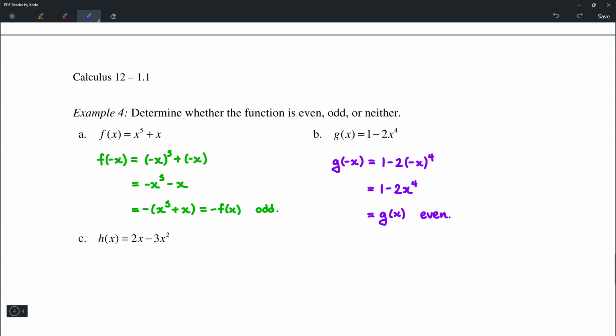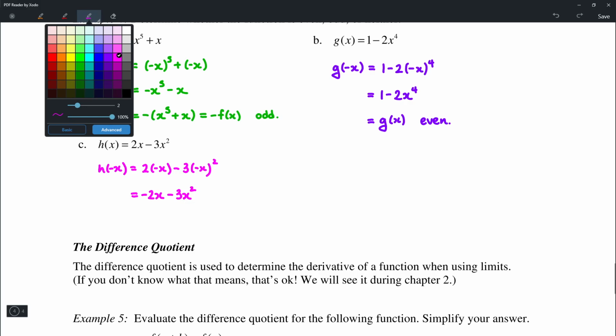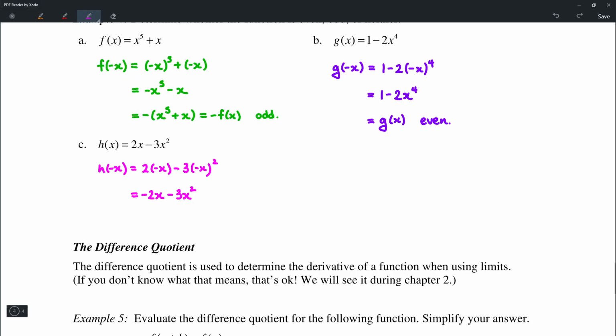And finally, the last example in example 4. So h of negative x is equal to 2 times negative x minus 3 times negative x squared. So of course that will give us negative 2x minus 3x squared, which cannot really be made to look like h of x multiplied by a negative sign, or even just h of x by itself. So this is actually neither odd nor even.